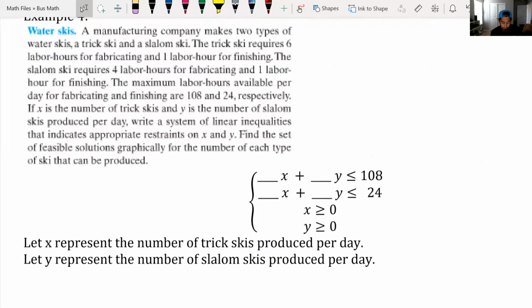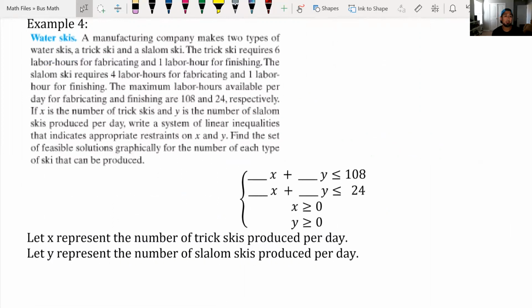All right, example 4. A manufacturing company makes 2 types of water skis, a trick ski and a slalom ski. The trick ski requires 6 labor hours for fabricating and 1 labor hour for finishing. The slalom ski requires 4 labor hours for fabricating and 1 labor hour for finishing. The maximum labor hours available per day for fabricating and finishing are 108 and 24 respectively. If x is the number of trick skis and y is the number of slalom skis produced per day, write a system of linear inequalities that indicates appropriate restraints on x and y. Find the set of feasible solutions graphically for the number of each type of ski that can be produced.